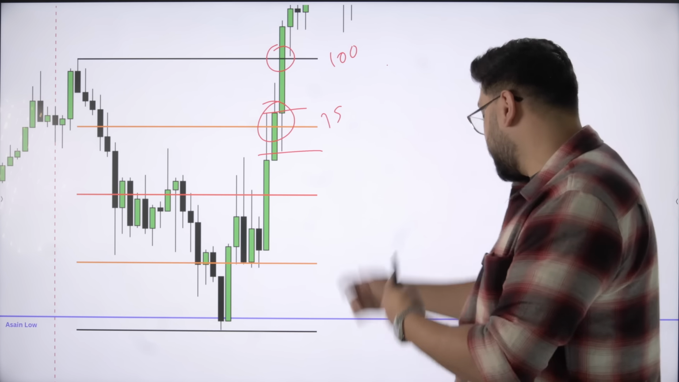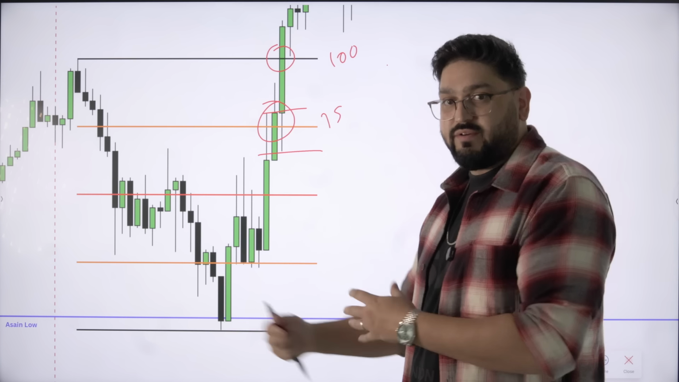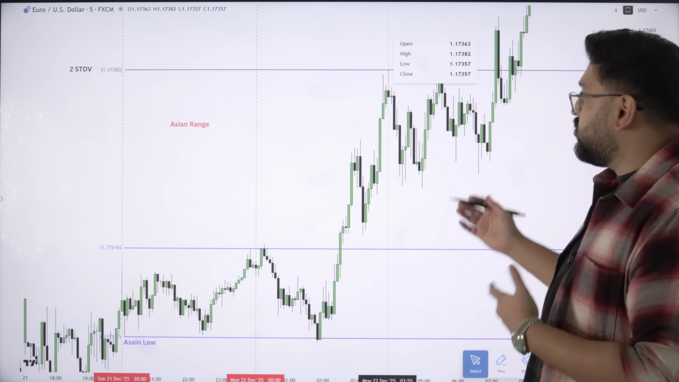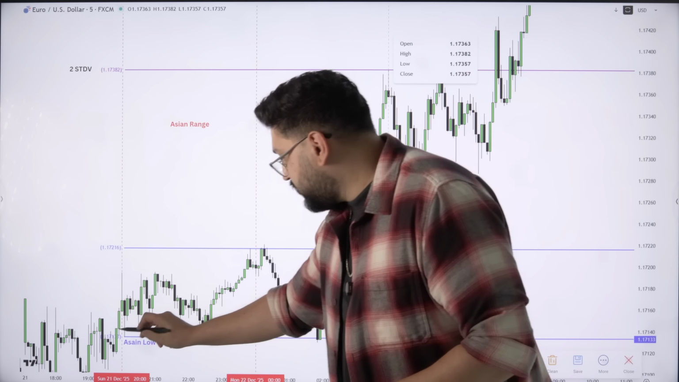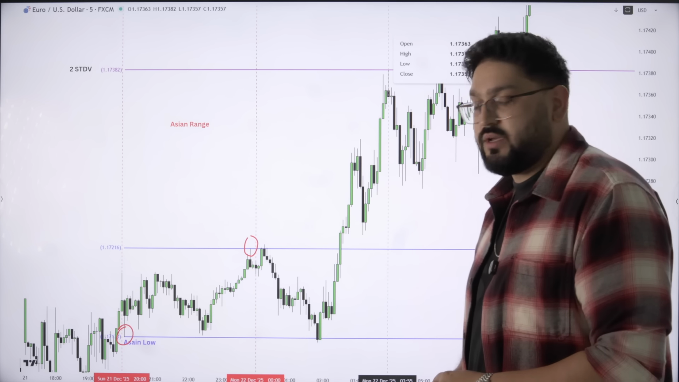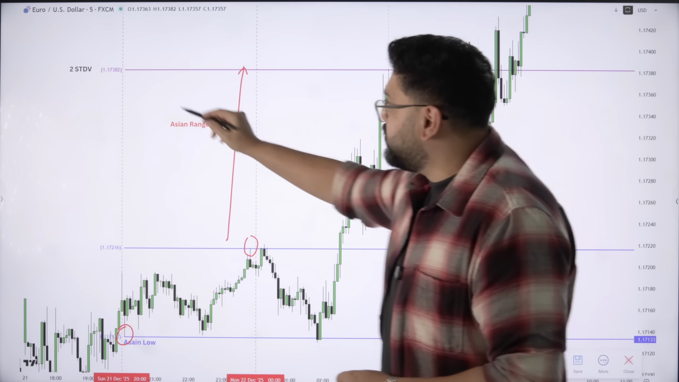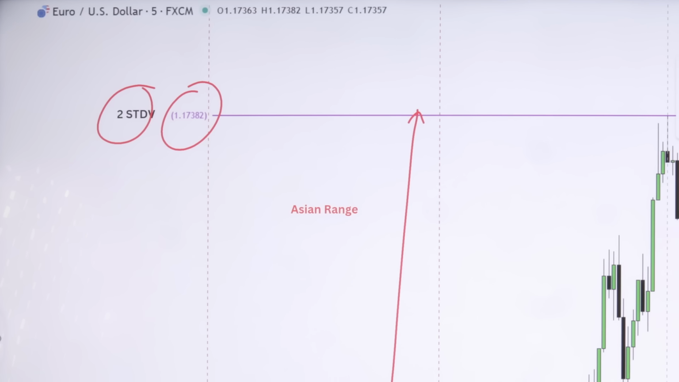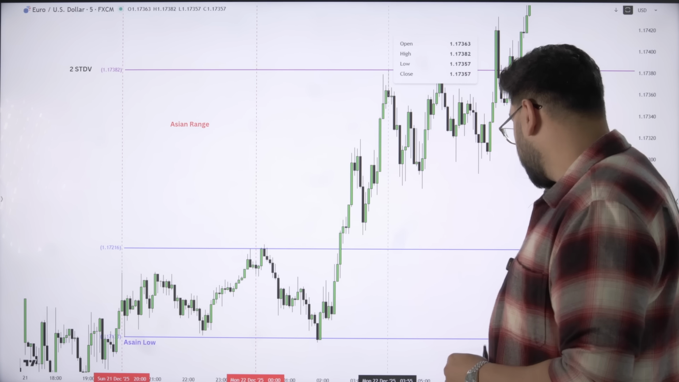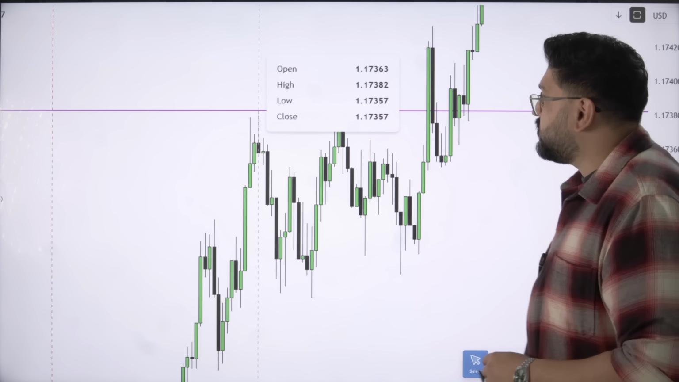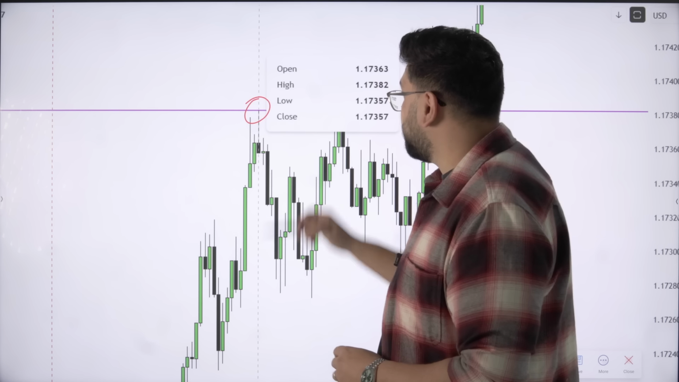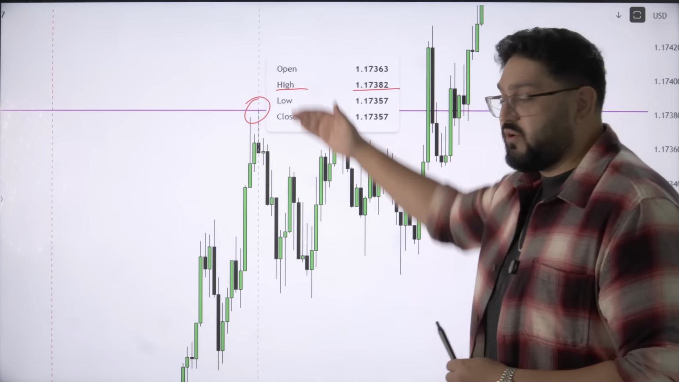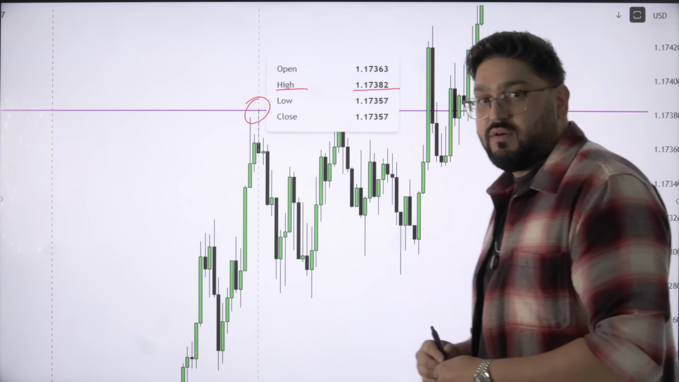Now everything here works perfectly, and when you align narrative with the right model, look how precise this can get. I'm just going to zoom out over here. Now if we take the Asian range low and the Asian range high, and we project two deviations of that range higher, we get a price point of 1.17382. I'm just going to zoom in here onto the actual high that comes in at 1.17382. That's a perfect delivery of price inside of that London session.